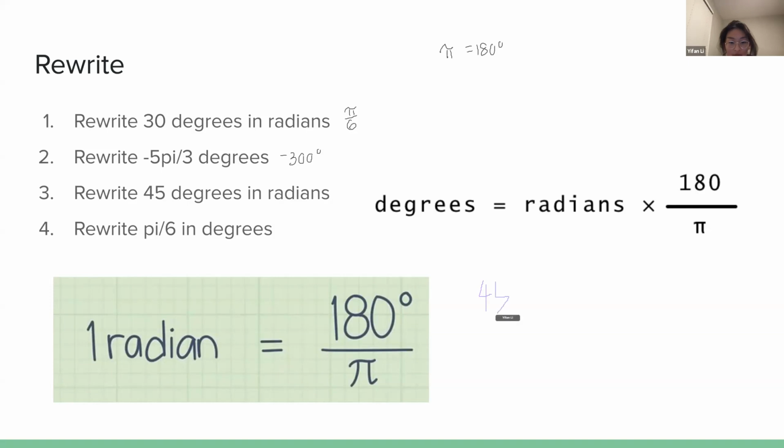Yeah, 45 degrees. Okay, so the way I do it is divide by 180, which is also equal to pi. And 45 over 180, I think it's 4, right? Yeah, it's 4. So it will be pi over 4 for this one.